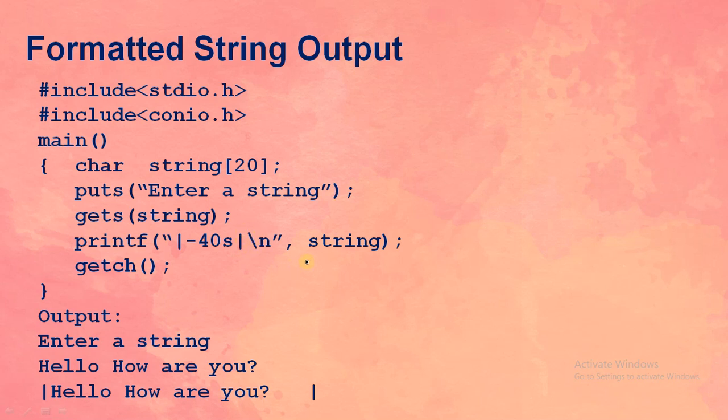Slash n, string, getch. Enter a string: hello, how are you? Then this will be printed. This will also be printed after 40 gaps or 40 cursor spaces, and the minus sign will make the string, whatever string I entered, hello, how are you, be placed from here. Therefore it becomes left justified. And if we have many strings to be displayed, and we make all the strings left justified, then it will appear in a beautiful, very dictated pattern, all the strings being placed left justified.